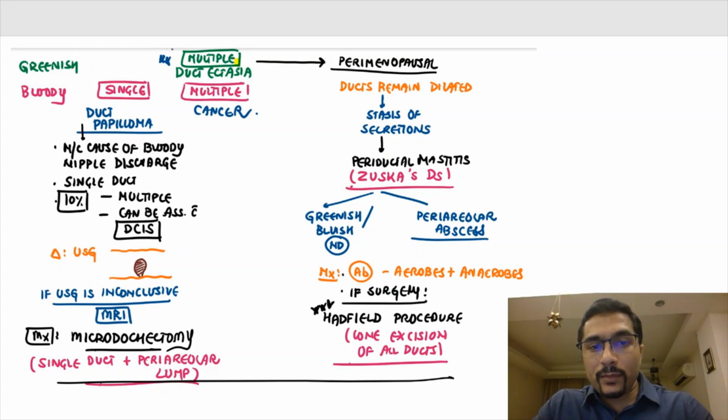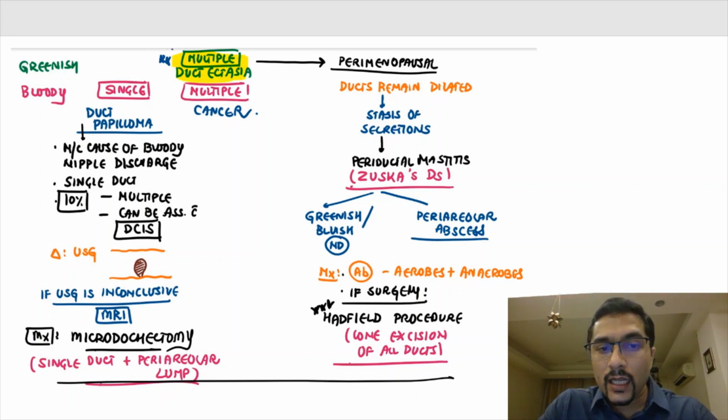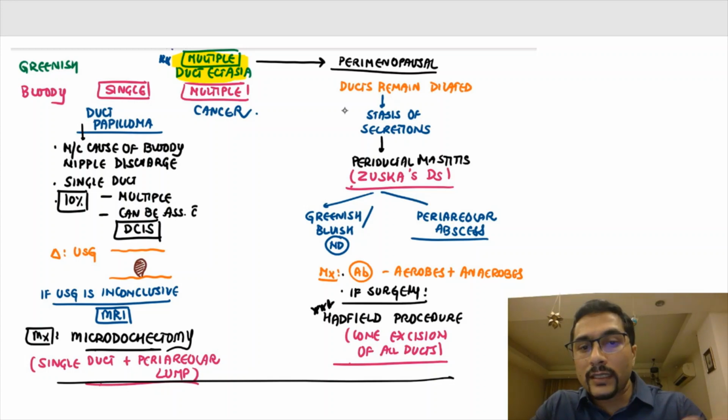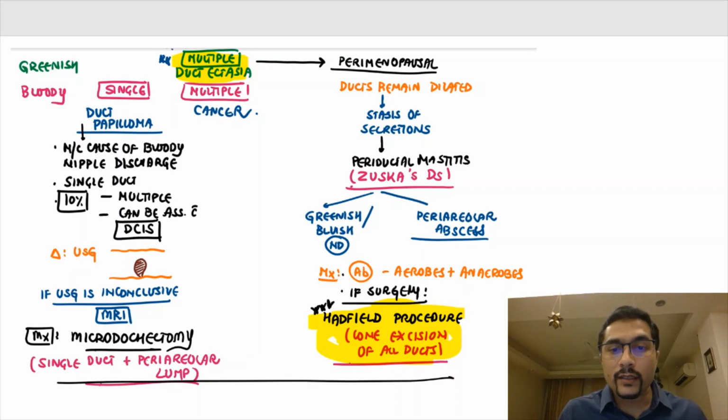So greenish nipple discharge can be from multiple ducts. It is seen in duct ectasia. And because multiple ducts are involved, we will carry out Hadfield's procedure or cone excision of all the ducts. Right? So when multiple ducts are involved, that is usually in duct ectasia, all the ducts are removed. That is known as Hadfield's procedure.